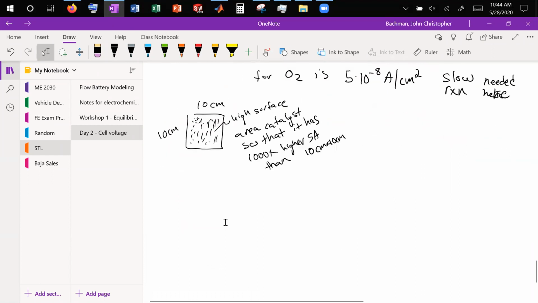All right, so let's move on to the other things that are going to cause losses. You also have resistance losses. You can usually design these out.